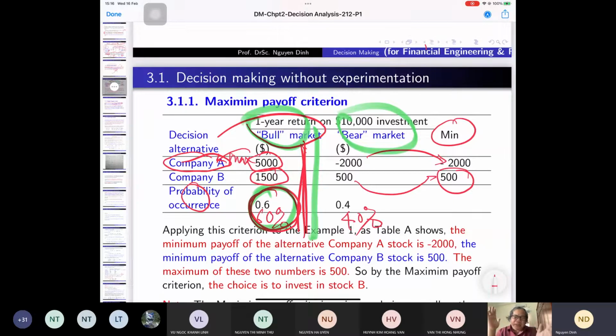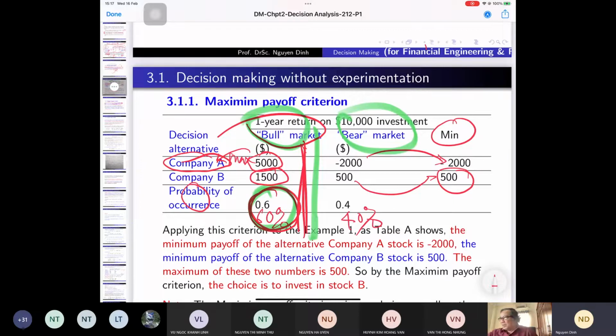So we look at only the bull market. If you look at the bull market, that means you believe that the bull market will happen next year. And if it is the bull market, then you compare the two companies, A and B, which one gives you the better payoff? A, is that right? A gives you 5,000, while B gives you just 1,500. So choose the state of nature with the highest probability, and among the alternatives in the bull market, you choose the maximum payout.